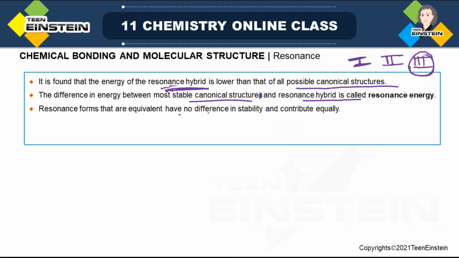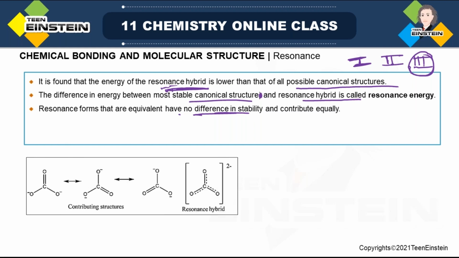Resonance forms that are equivalent, you have already seen there is no difference in stability, so their contribution is equal. And we have already seen that when you consider the average of the ozone molecule, just remember the previous example, when you take the average of structures 1 and 2, their contribution is basically equal because they are equivalent, so obviously their contribution will be equal, but that may not always be the case.